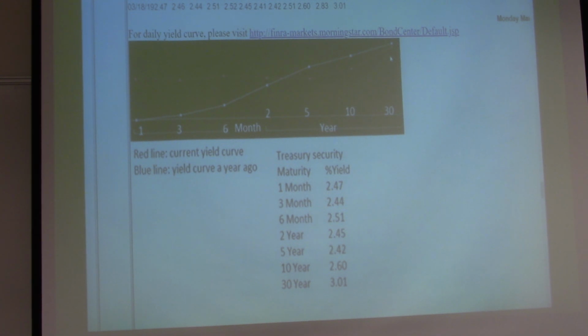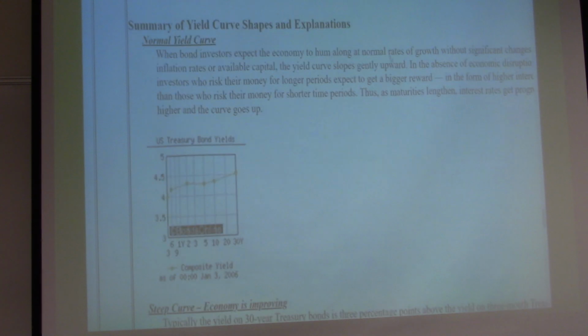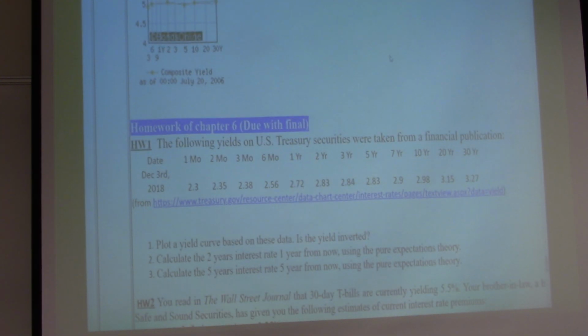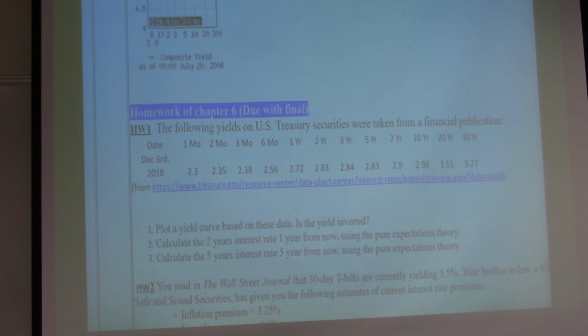So what do you guys think? Well, you can think about it. I'm asking you to draw the yield curve. You will get the inverted yield curve too. You see 2 years, 3 years, 5 years: 3 years is higher than 5 years.